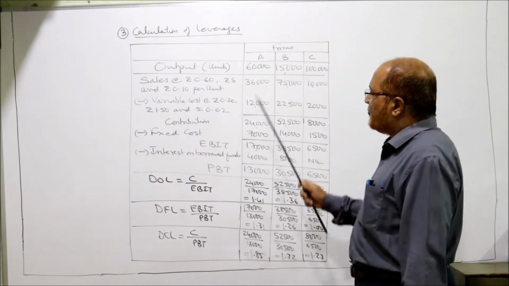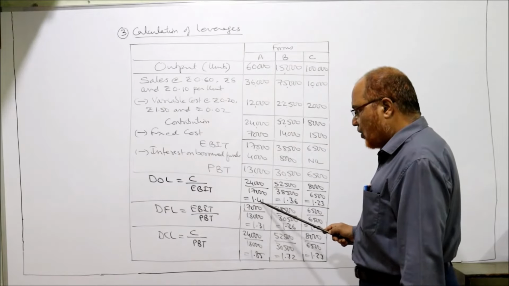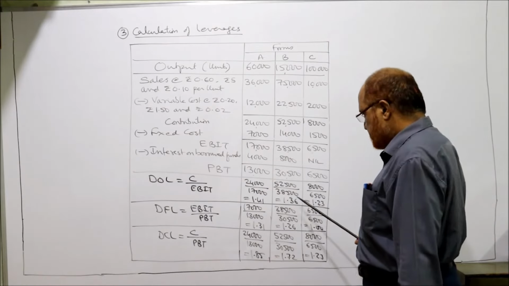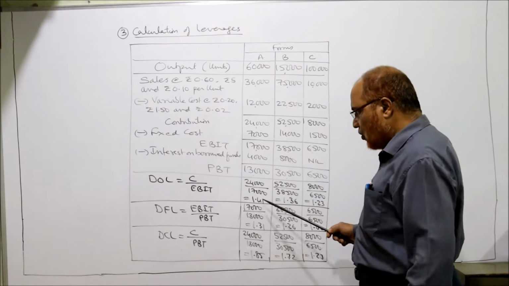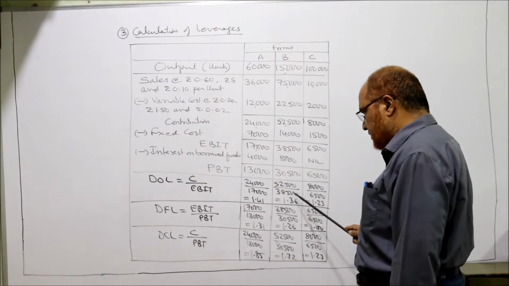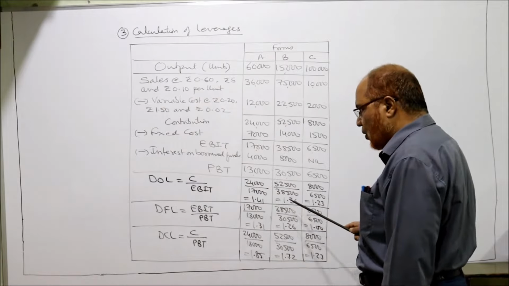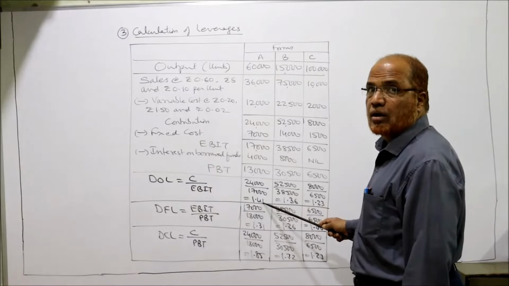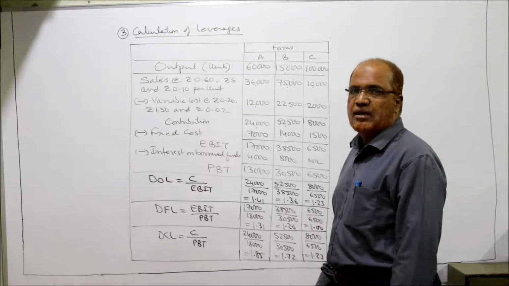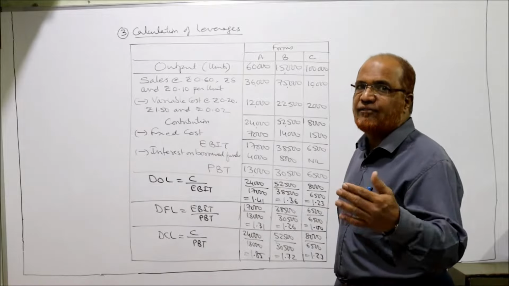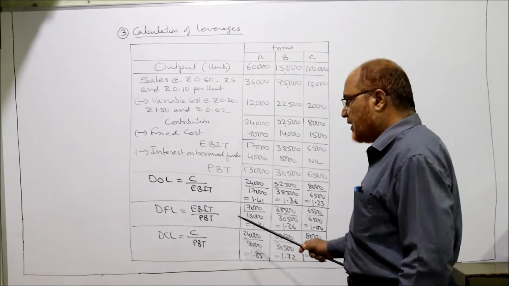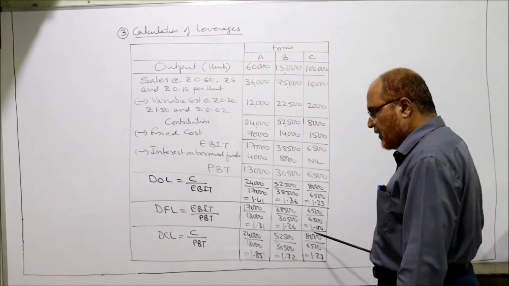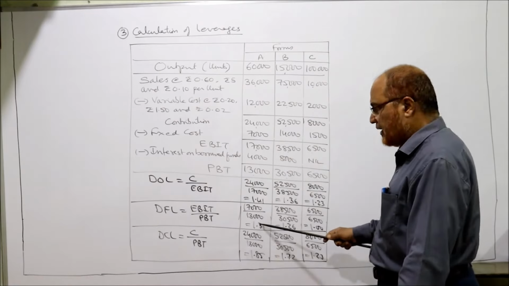For A firm, you compare: 1.41 is the DOL. What is the DOL of B firm? 1.36. C firm, 1.23. If we compare these three, 1.41, 1.36 and 1.23, whose DOL is more? A firm. A firm's DOL is more compared to B and C. So we can say the operating leverage of A firm is more. Similarly, DFL: here it is 1.31, 1.26, 1. So compare DFL also. Again, A firm's DFL is more.